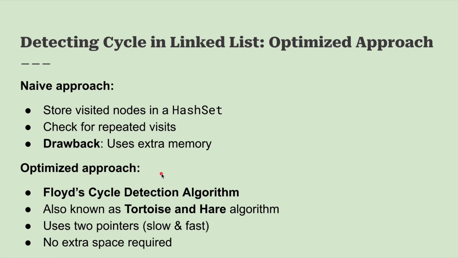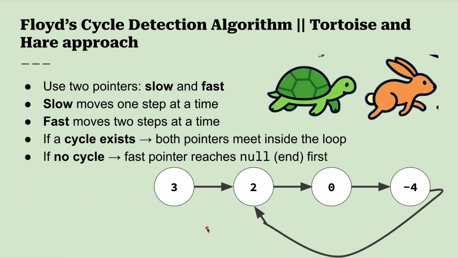Now understand the optimized way. There is a concept called Floyd's cycle detection algorithm, also known as the Tortoise and Hare algorithm, where we'll use two pointers, slow and fast, and no extra space is used. So let's understand this approach, Floyd's cycle detection algorithm, also known as Tortoise and Hare. This is the tortoise and this is the hare. You must know this, it is a well-known concept.